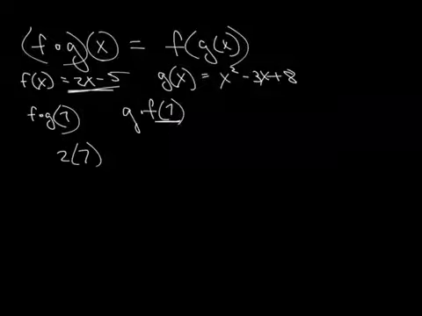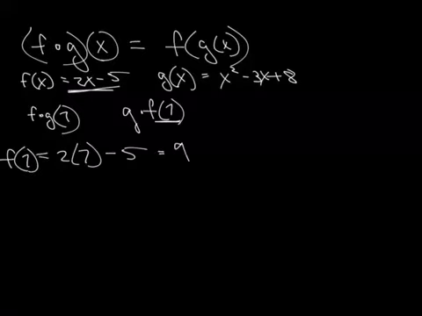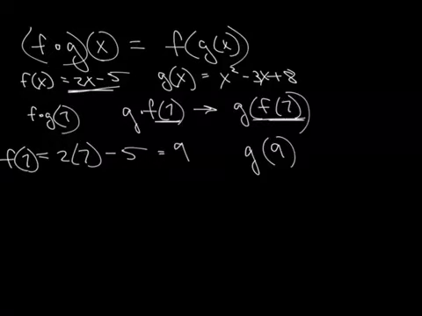So 2 times 7 minus 5. So f of 7 is going to equal 9. So if, I forgot to put this on here, g of f of 7. Okay, so if f of 7 is 9, I'm going to replace that with 9. So this means I'm looking for this, because f of 7 is 9. I just found it right here. So now, whenever I look at this equation, I'm going to put 9 in its place.